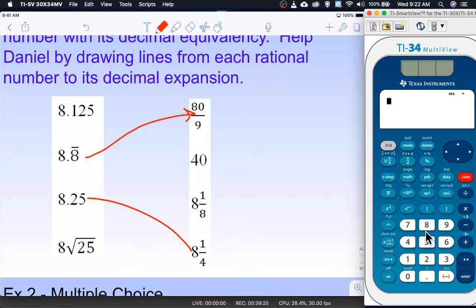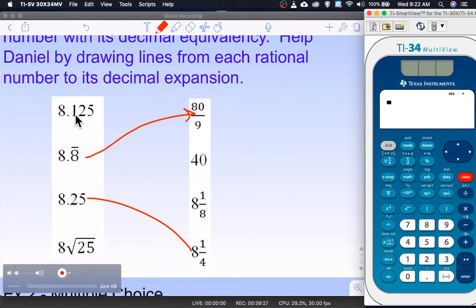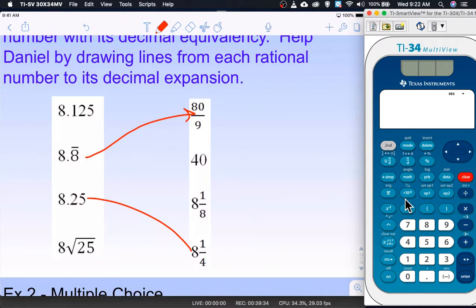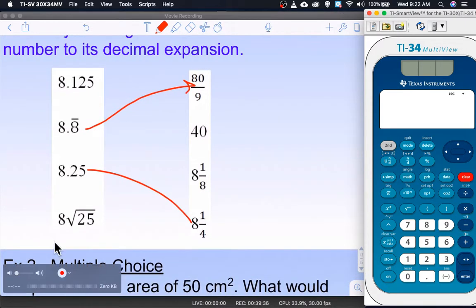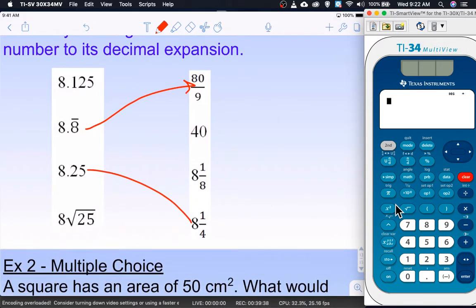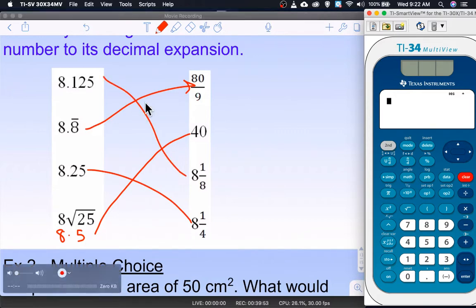Out of these last two, I'm looking at this 8.125 or 8 square roots of 25. Square root of 25 is a perfect square. That's 5. This is just 8 times 5. If I would simplify, so 8 times 5 is 40, which leaves this. And you could have easily done that on your calculator.